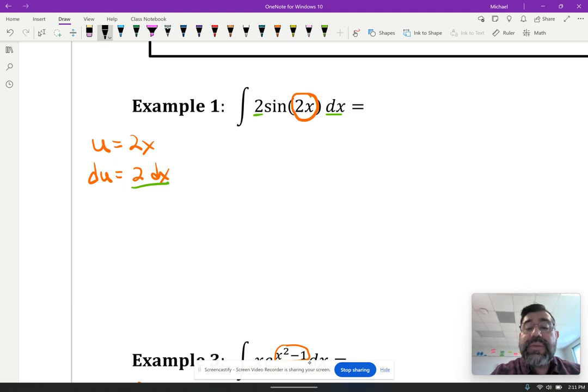So what I'm going to do is I'm going to replace, and maybe I shouldn't put an equal sign. Maybe I should say this is going to become an integral of sine u, because I'm going to replace the 2x with a u, and then I'm going to replace the 2 dx with du. And in doing so, I've simplified my antiderivative, right? My antiderivative is now take the antiderivative of sine u du. Well, we can do that. The antiderivative of sine u du is negative cosine u plus c.